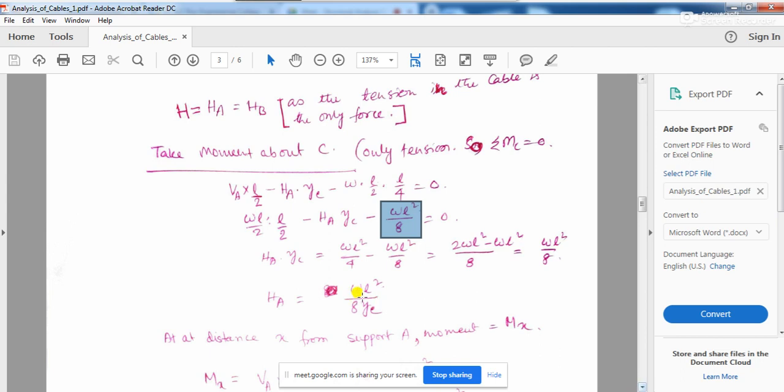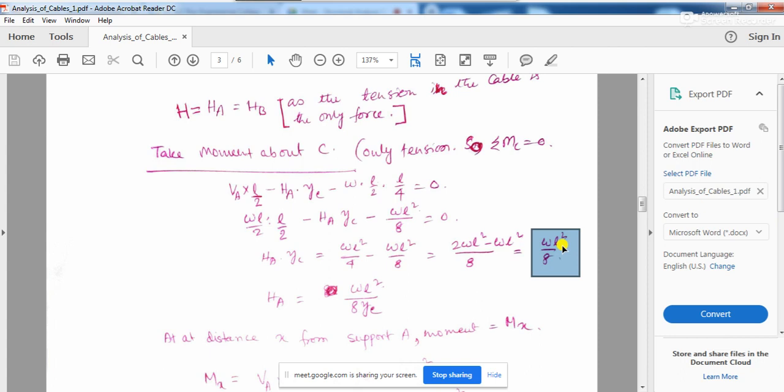Okay, so you see this WL squared by 4 minus WL squared by 8 is going to give you HA into YC. If you simplify it, then WL squared by 2 minus WL squared by 8 is going to give you WL squared by 8. So HA into YC will have a value of WL squared by 8. That means you see this is what actually is giving you why the cable profile is parabolic.